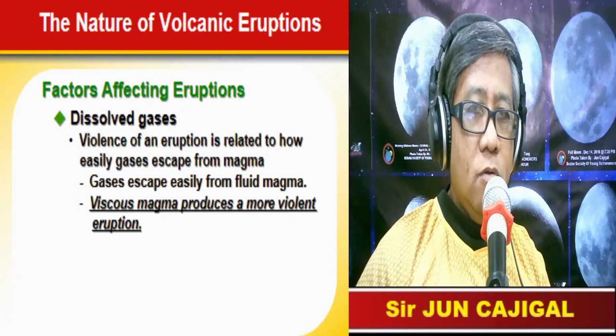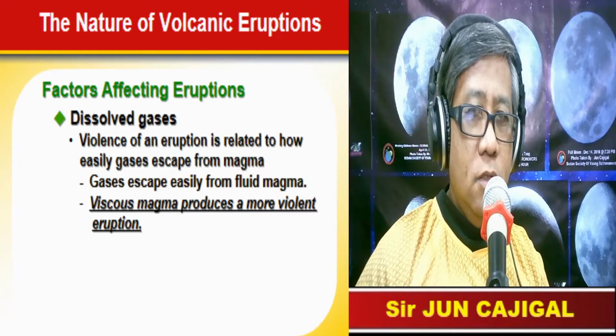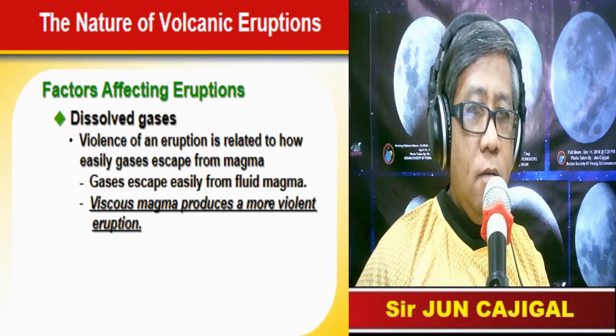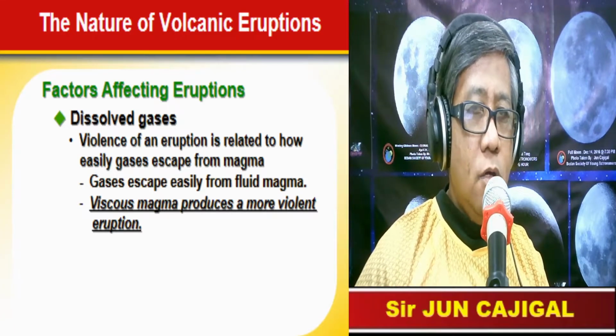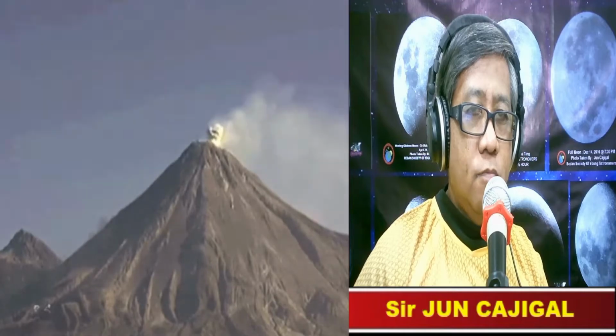Now, this is in contrast if the magma is viscous. So, pag malapot ang magma, the gases will have difficulty escaping. So, pag nahihirapan lumabas yung mga dissolved gases, pag ang magma ay viscous, mas violent yung eruption ng volcano. Okay? So, that's how viscosity and dissolved gases affect the violence of an eruption.